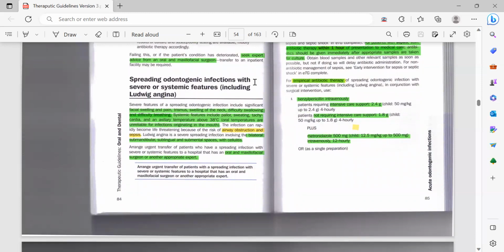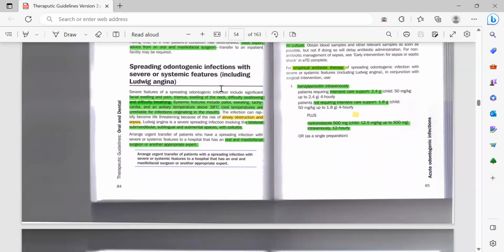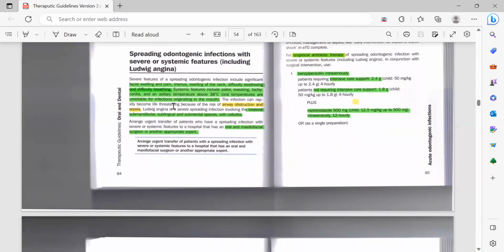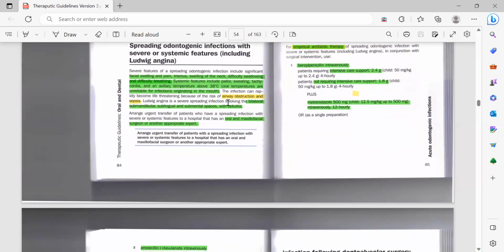Then, spreading odontogenic infections with severe or systemic features. Severe features include significant facial swelling and pain, trismus, swelling of the neck, difficulty swallowing, and difficulty breathing. Systemic features include pallor, sweating, tachycardia, and axillary temperature above 38 degrees Celsius. The infection can rapidly become life-threatening because of the risk of airway obstruction and sepsis. Ludwig angina is a severe spreading infection involving the bilateral submandibular, sublingual, and submental spaces with cellulitis.